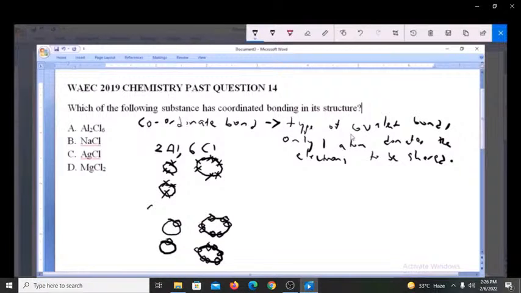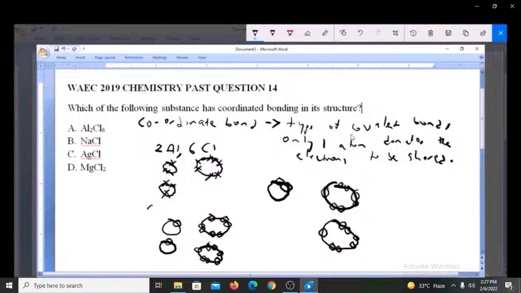Magnesium chloride. Magnesium has 2 electrons on its outermost shell. So let's take this to be our magnesium with 2 electrons on its outermost shell. Now it combines with 2 chlorine atoms that have 7 electrons each on their outermost shell. So that is it.